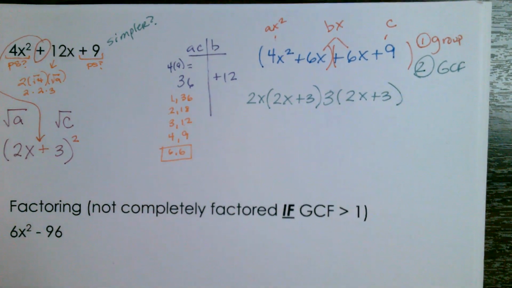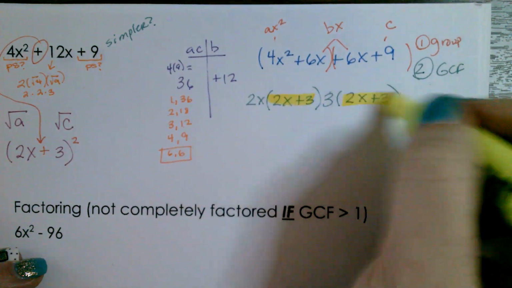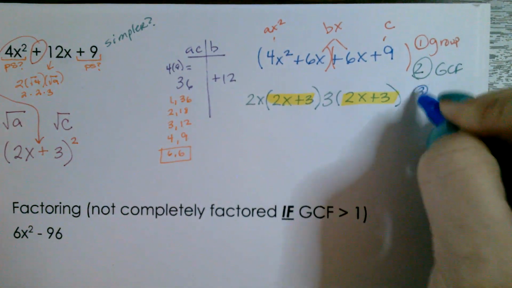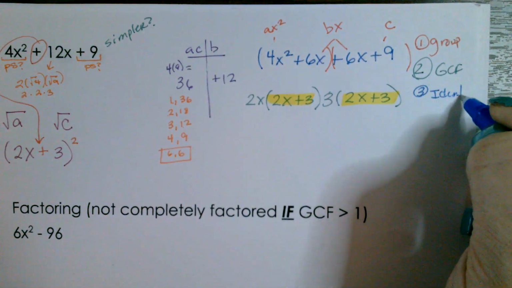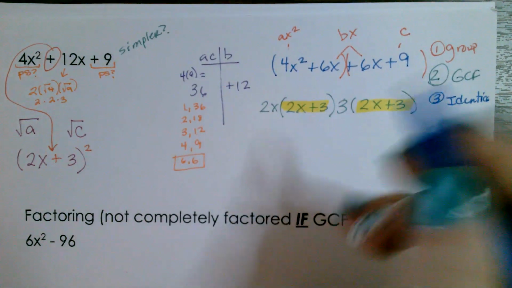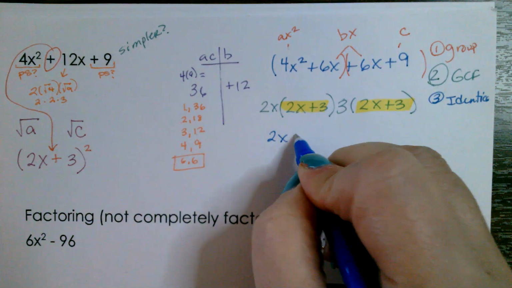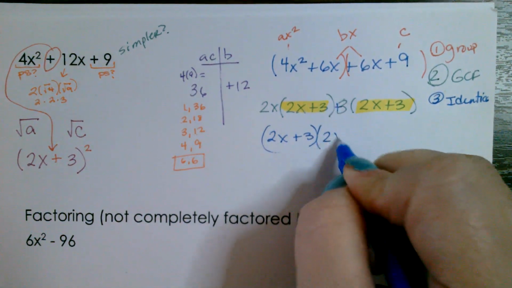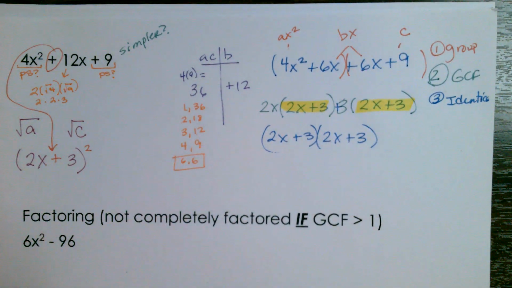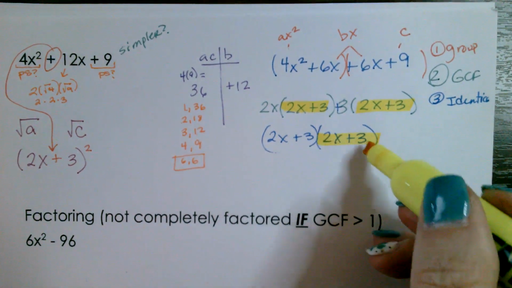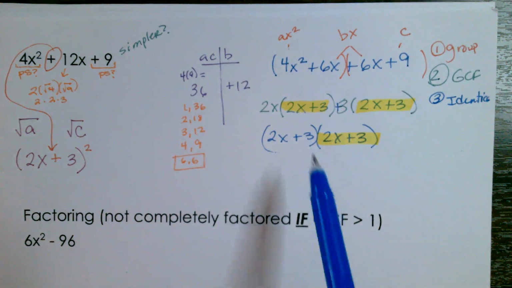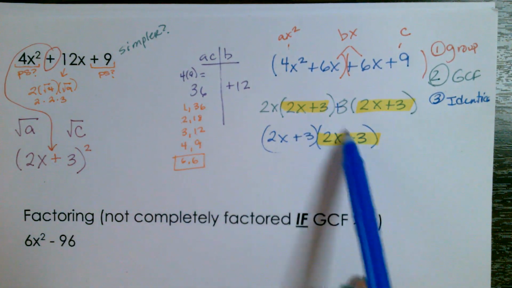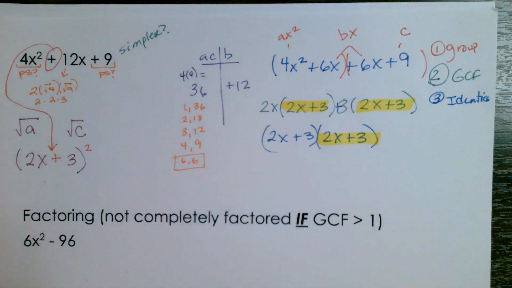Wow, I'm excited. Highlighter time. I have a set of identicals. Oops, ran out of room, but oh well. Combine my greatest common factor. Put one set of my identical. And oh, these binomials are exactly the same. So I have 2x plus 3 squared.